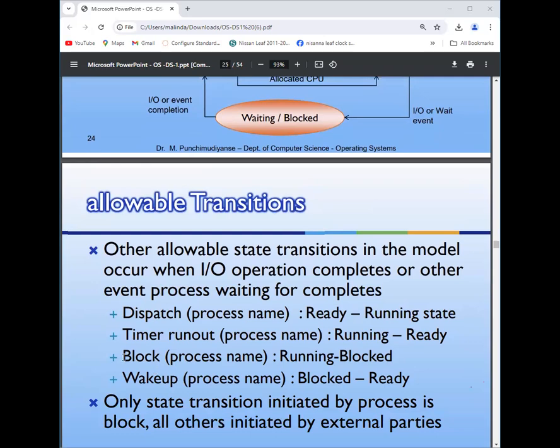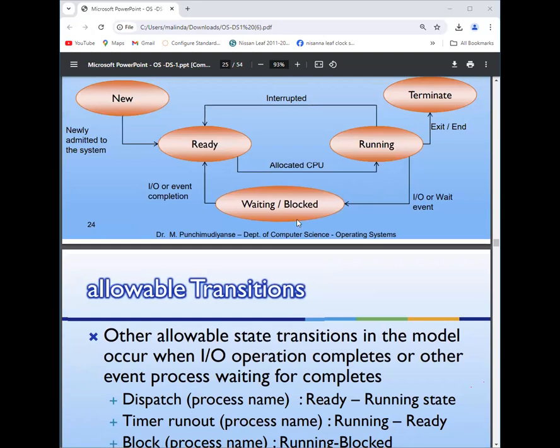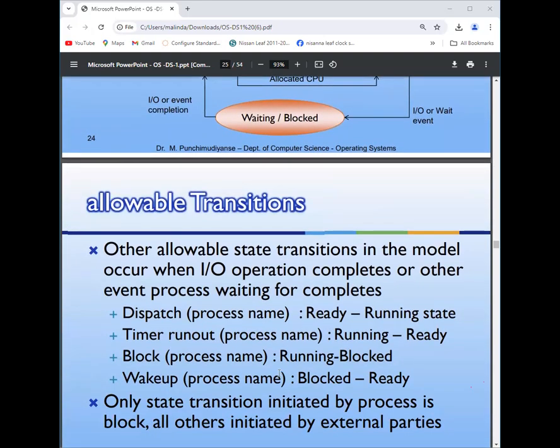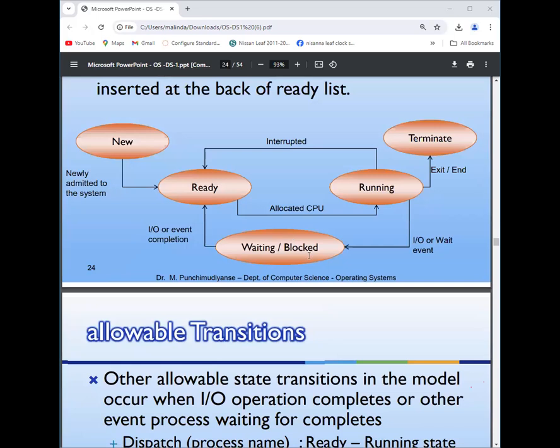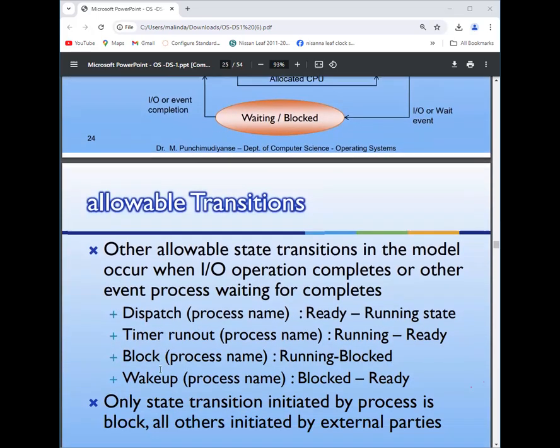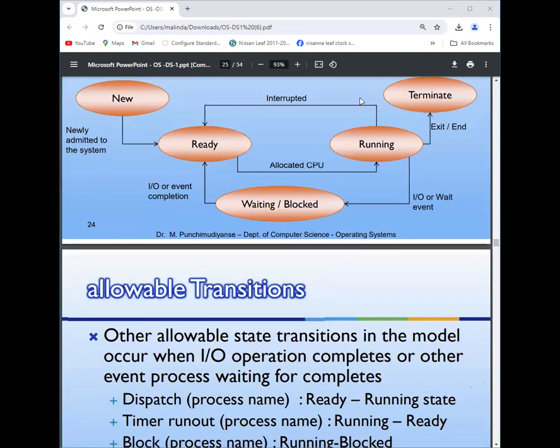Then the third keyword is called block. That is running state to the blocked state. I have already explained what the blocked state means. Then the final one is called wake up. That means after a blocked state, whatever has been resolved, the process is moved back to the ready state. So we call it wake up, that means blocked state to the ready state. These four keywords are essential in explaining the process state transition model.